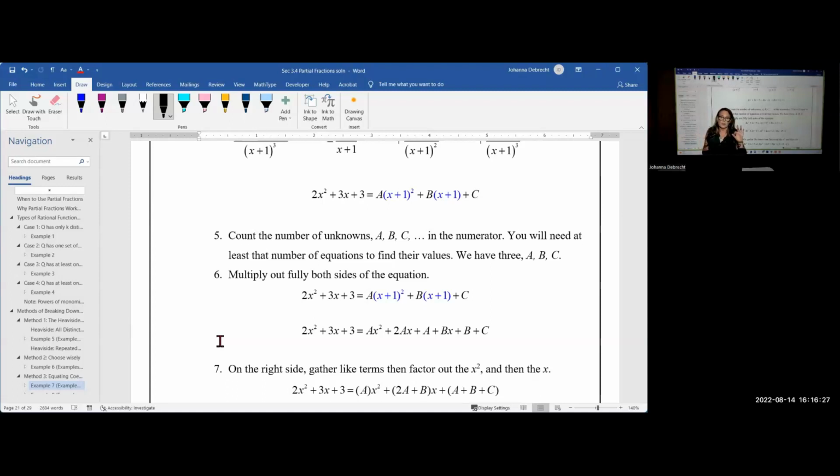So we need at least 3. We could have 4 or 5, but that would be overkill. We have to have at least 3. If we only have 2, we can't solve it.